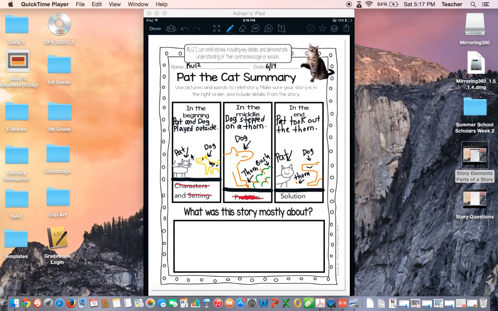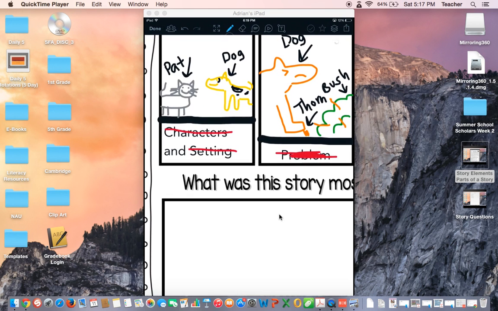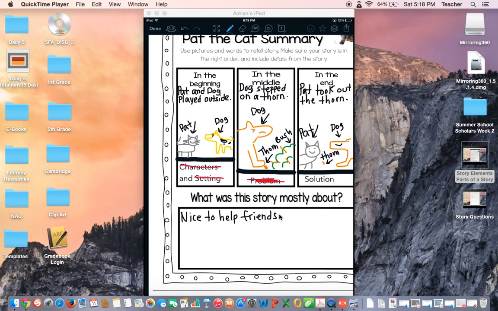Now we've organized all the big details from our story. This last box says, what was the story mostly about? This is where we think about what we were supposed to learn from the story. I think that it's nice to help friends. In class we talk about being bucket fillers. I think that when Pat took the thorn out for Dog, he was a really good friend.